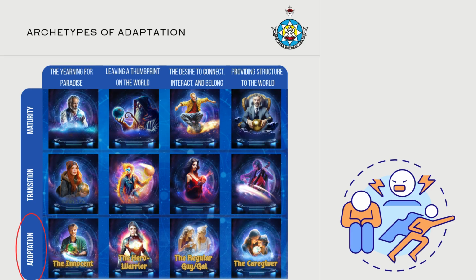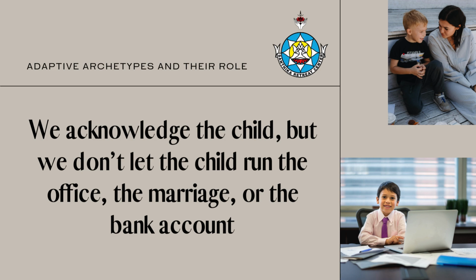After all, children do not need money, intimacy, or the responsibilities of adult life. And so their strategies cannot guide us in work, relationships, or deeper purpose. That is why integration matters. We acknowledge the child, but we don't let the child run the office, the marriage, or the bank account.